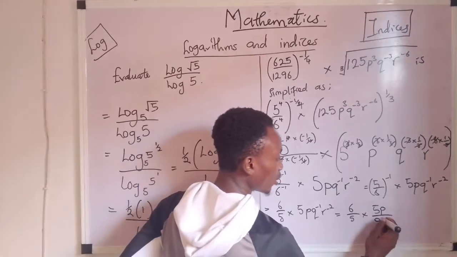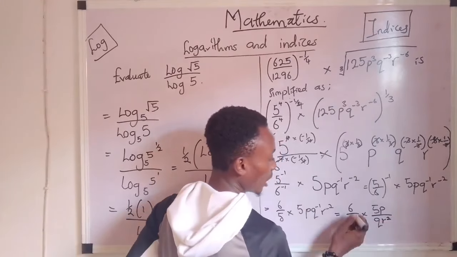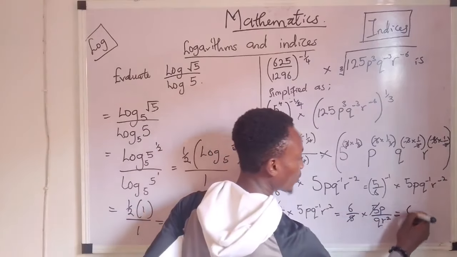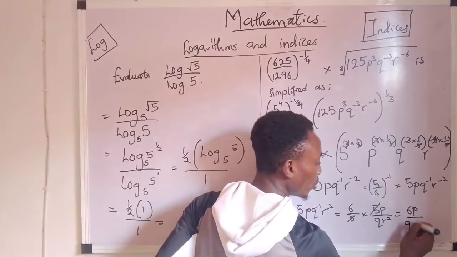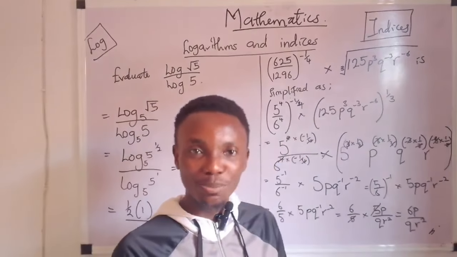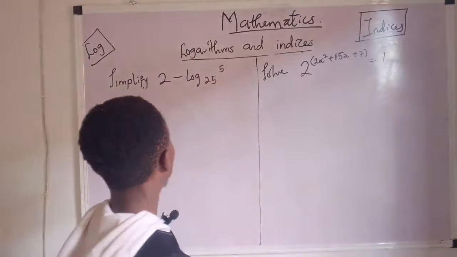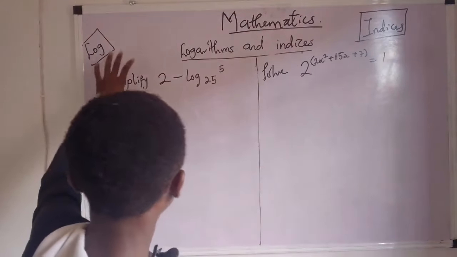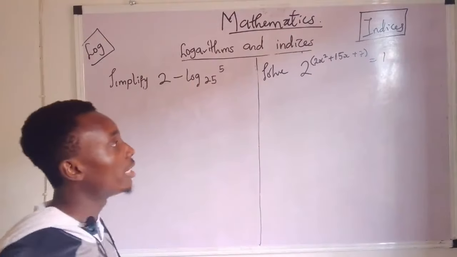Over q. So it will be what? Over r squared. Now this will cancel this. You have 6p over qr squared as the final answer. Quite simple, right? Now we'll be solving our last questions, one for logarithm and one for indices.